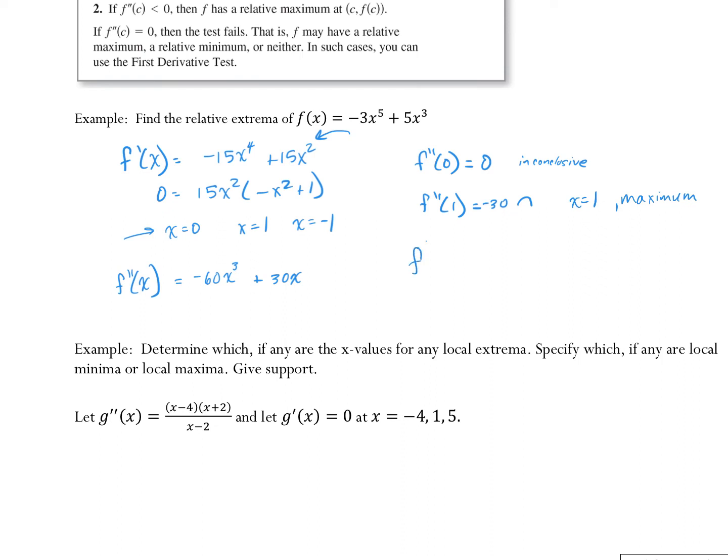And then f double prime of negative 1? Positive 30, which means concave up. So at x equals negative 1, we have a minimum. Is this familiar, I hope? All right.